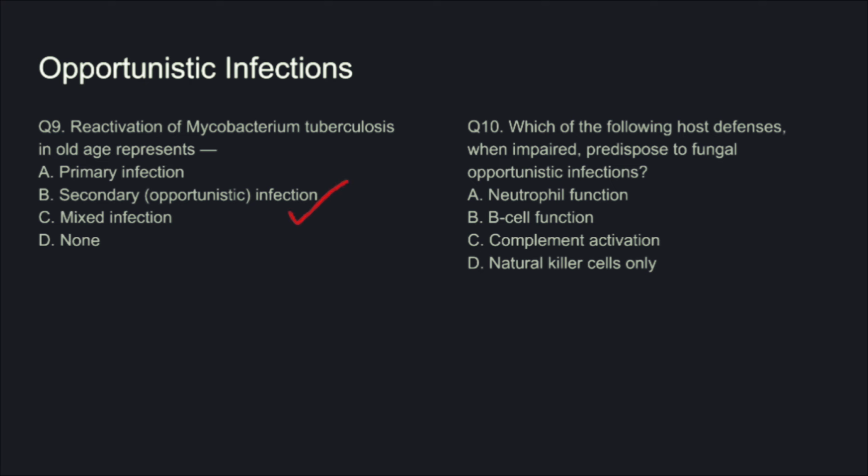Question number 10. Which of the following host defenses, when impaired, predispose to fungal opportunistic infections? Your options are A, neutrophil function, B, B cell function, C, complement activation, D, natural killer cells only. Correct answer for this question is option A, neutrophil function.